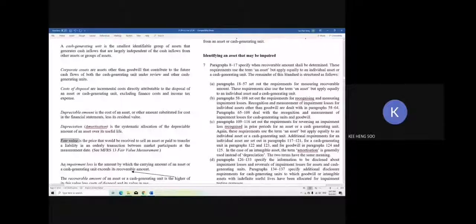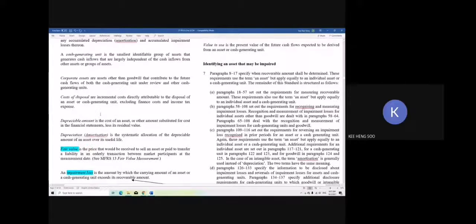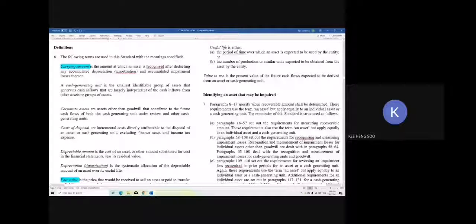What's the impairment loss? What's the recoverable amount? These are the few items which is important. The rest you study before. So carrying amount is amount recognized. Recognized means recorded. Amount that recorded in your statement of financial position.